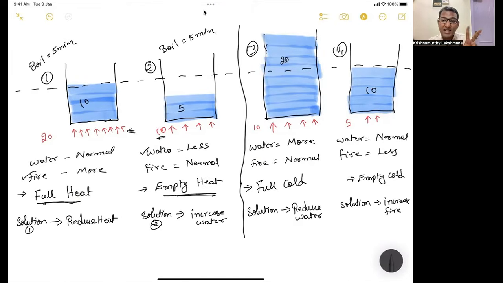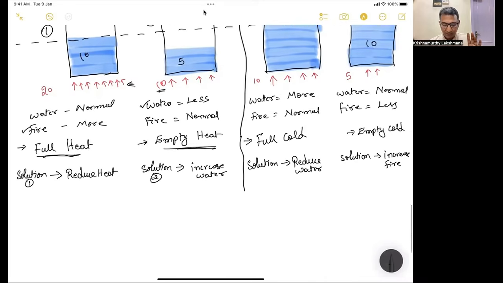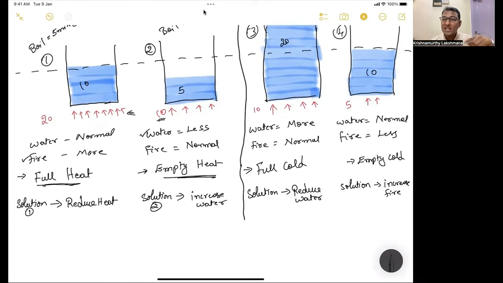In the first and second situation, the person will feel hot. And in the third and fourth situation, the person will feel more cold. The reason for hot and the reason for cold is different. In the first situation, the fire is more, hence the person is feeling more hot. And in the second situation, the water is less, hence the person is feeling more hot. In the third situation, the water is more, hence they are feeling more cold. But in the fourth situation, the fire is less, hence they are feeling more cold.